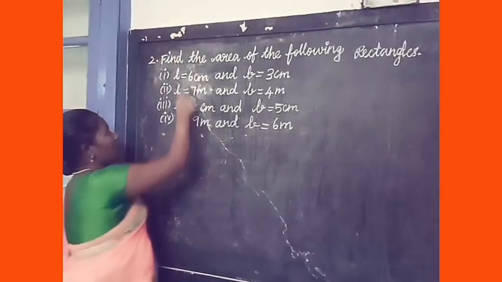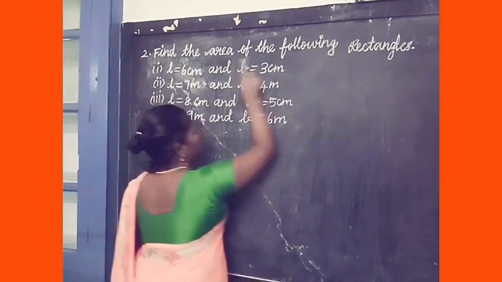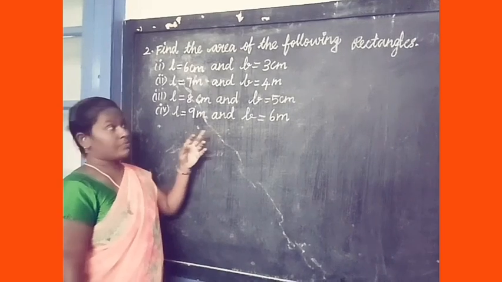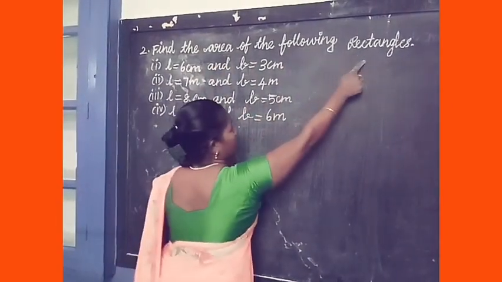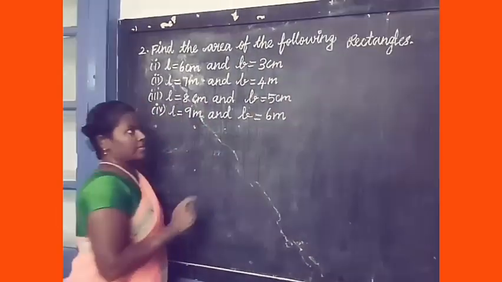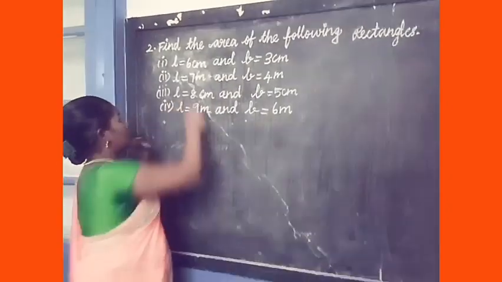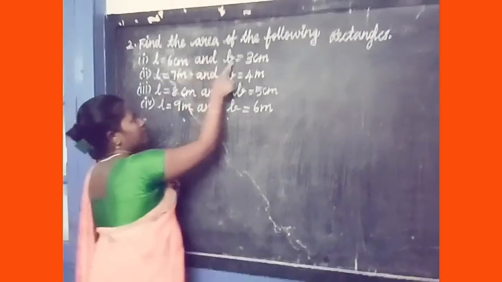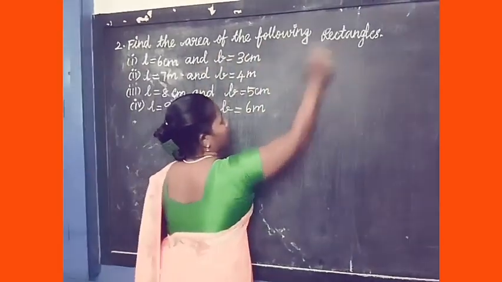Second sum. Find the area of the following rectangle. First sum we have to learn area of a square formula. Children, see the second sum. Area of the rectangle. So already we know the formula for area of a rectangle. The values are given. We have to solve the sum. See the first sum. Length value is given 6 cm and breadth value is 3 cm. We have to find the area of a rectangle.